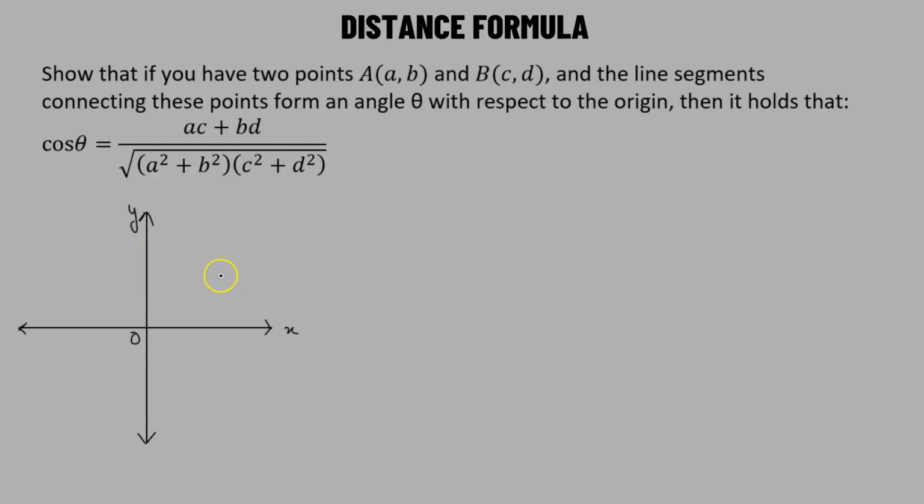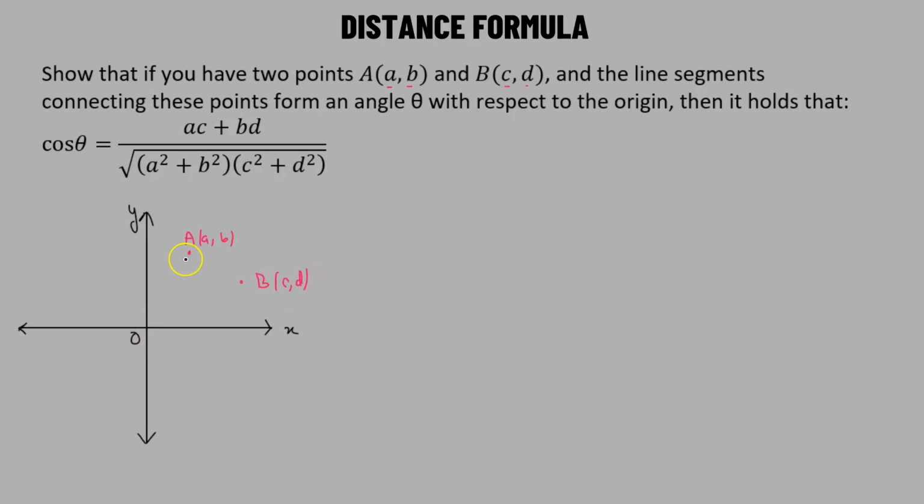So for simplicity, we'll suppose that the x coordinate of point A, the y coordinate of point A, and the x and y coordinate of point B are all positive. So that means they're going to lie in the first quadrant. Let us suppose that the point A with coordinate (a, b) lies in the first quadrant. So similarly, B is also going to lie in the first quadrant.